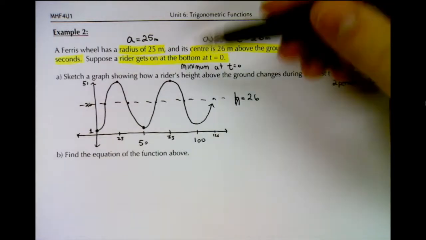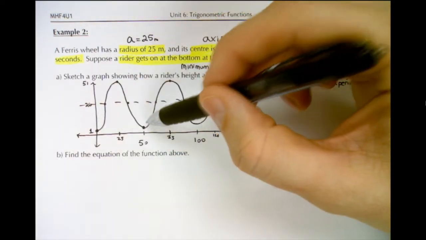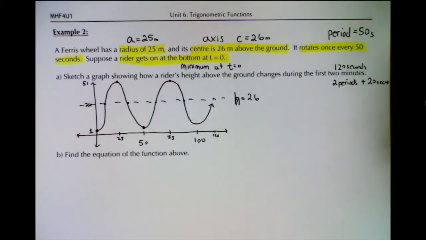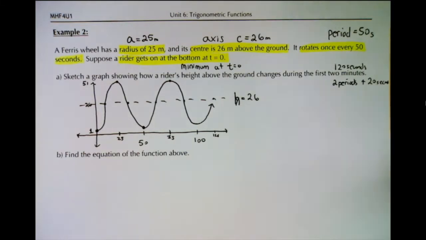Amplitude's on there from your axis to your max and your axis to your min. Your period is shown because we're doing one cycle in 50 seconds. Our second cycle completes after 100 seconds, and then a little bit more to get you to the 120 seconds.